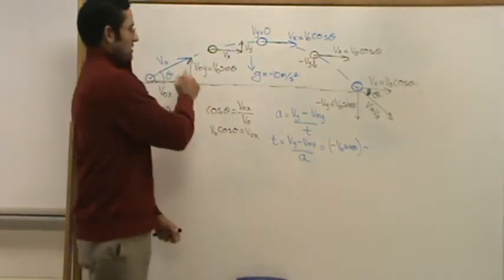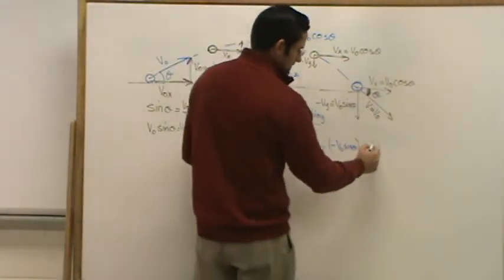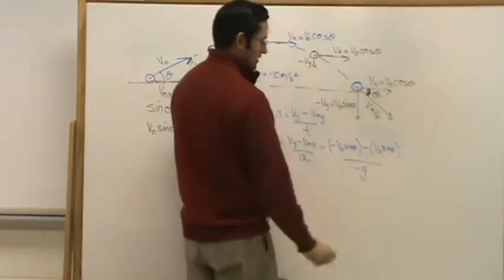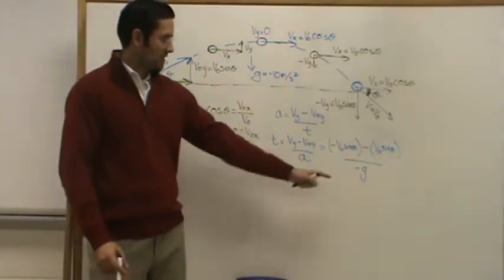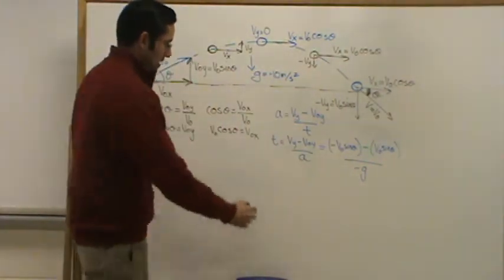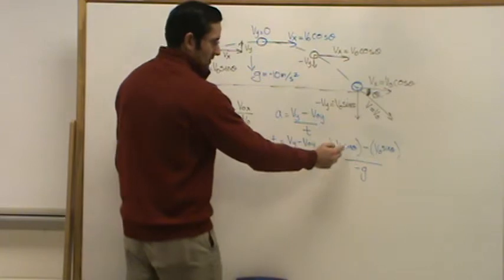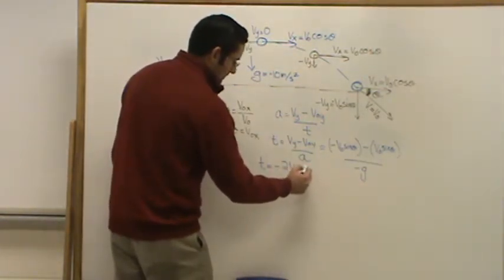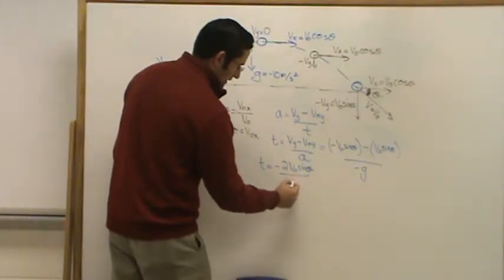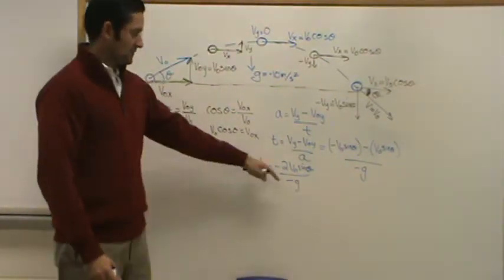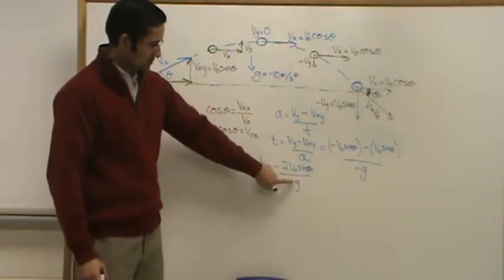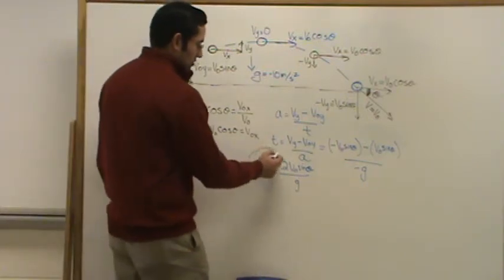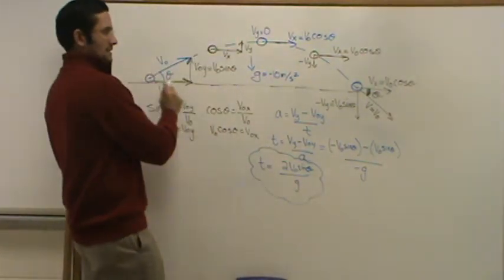What's the initial vertical velocity? The initial vertical velocity is V naught sine theta. And what's my acceleration of gravity? My acceleration of gravity is negative 10 meters per second squared, or negative 9.81 meters per second squared. What does this simplify to? Negative V naught sine theta minus V naught sine theta is negative 2 V naught sine theta over negative g. Your negatives are going to cancel out. This negative is going to cancel out with this one, so the negatives disappear. That, ladies and gentlemen, is the time it takes for the ball to travel from this point to this point.